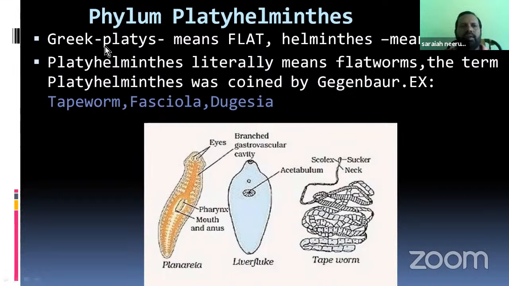Once again, the term Platyhelminthes was derived from two Greek words. In Greek, platys means flat and helminthes means worms. Platyhelminthes literally means flatworms. The term was coined by Gegenbaur. Examples of the phylum Platyhelminthes: tapeworm, Fasciola hepatica, and Dugesia.